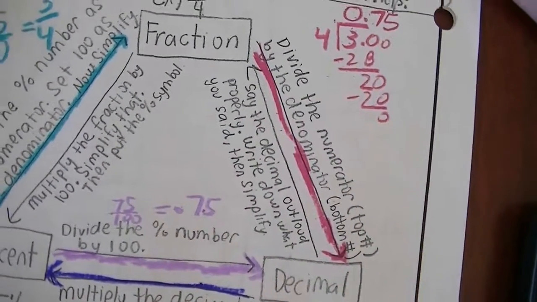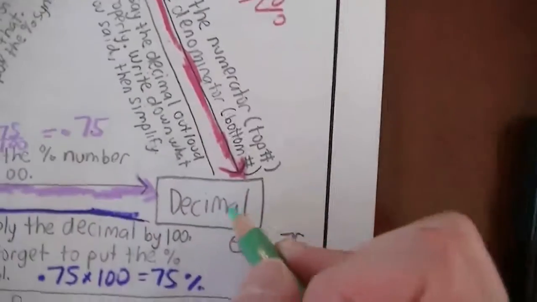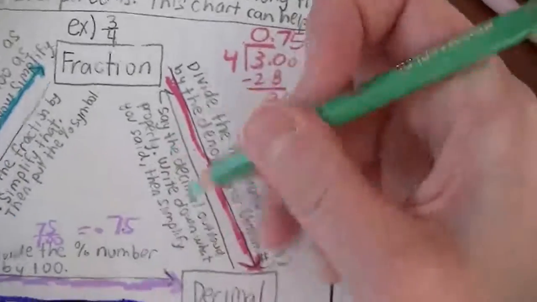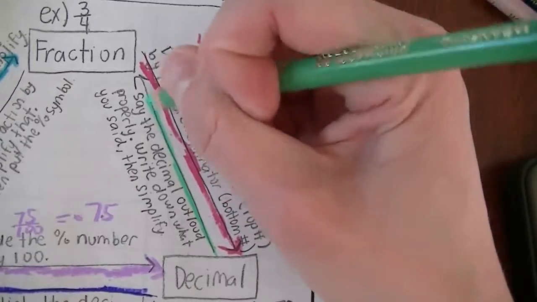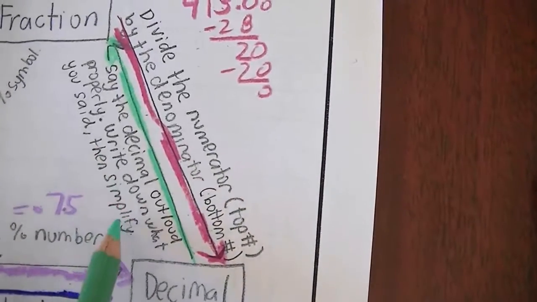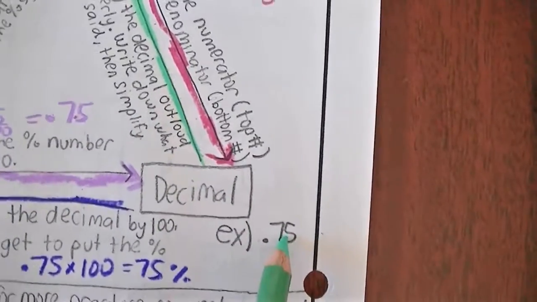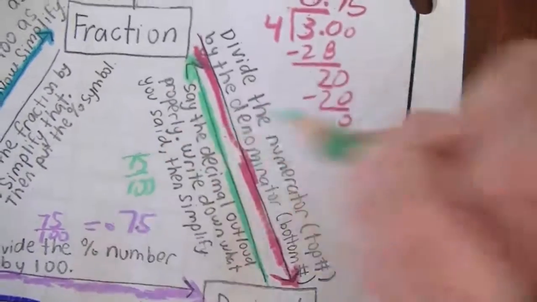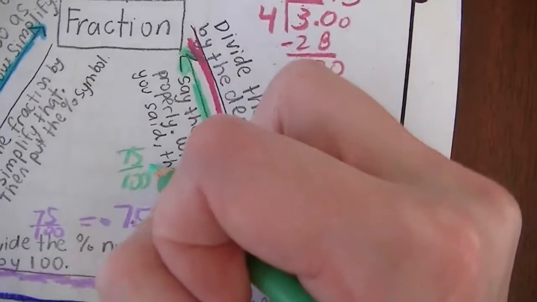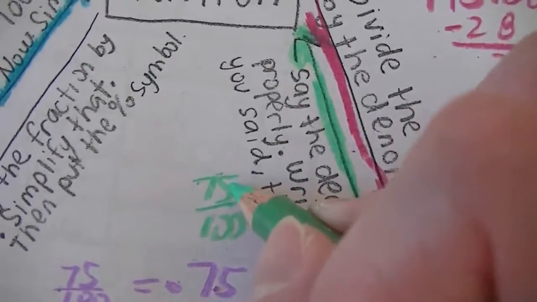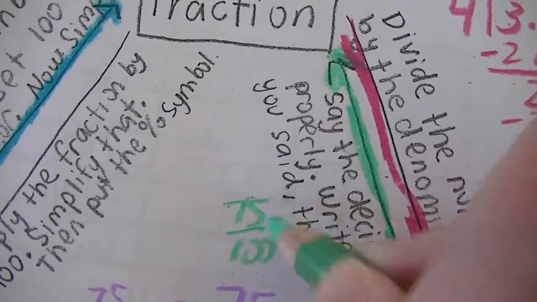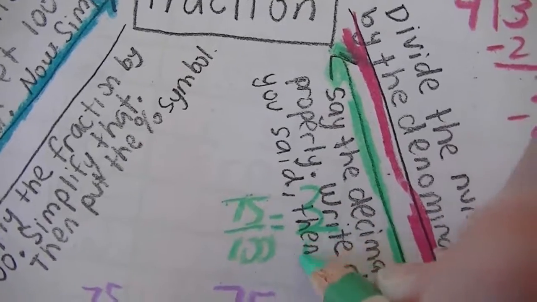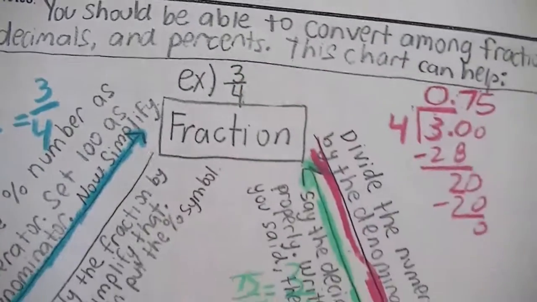Now let's say you want to take your decimal and make it a fraction. All you do is say the decimal out loud properly. Write down what you said, then simplify it. 75 hundredths. Okay, and then simplify it. Let's divide by 25, divide by 25, we get 3/4, which is what we got right here.